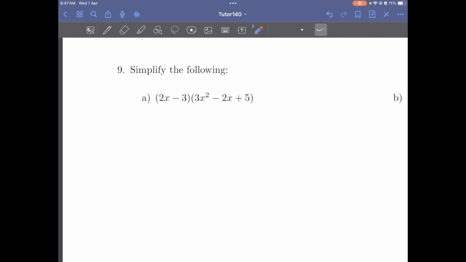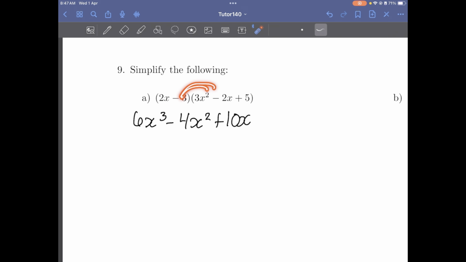Down here, we're gonna multiply it out. So we're gonna multiply 2x by this, 2x by negative 2x, and then 2x times 5. So that would give you 6x cubed minus 4x squared plus 10x. So you see, 2x times 3x squared is 6x cubed. 2x times negative 2x is minus 4x squared. 2x times 5 is plus 10x.